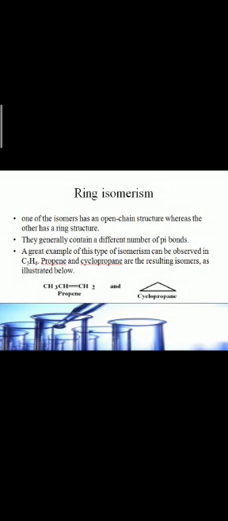The next one is ring-chain isomerism. One isomer has an open chain structure whereas the other has a ring structure. They generally contain a different number of pi bonds. Propene and cyclopropane, butene and cyclobutane, pentene and cyclopentane are examples of ring-chain isomerism.